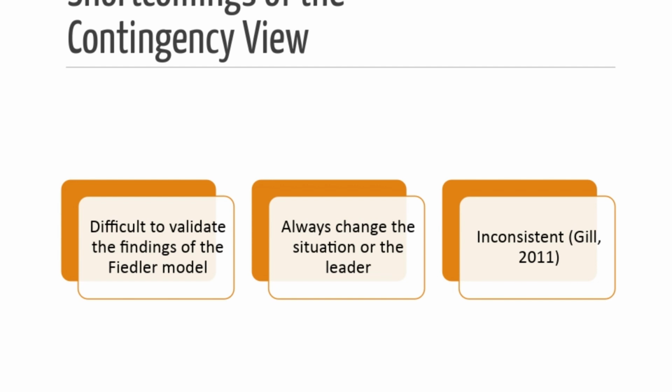Second, the contingency model assumes that situations and leader behaviors can be clearly defined and measured. But in reality, situations are often ambiguous and dynamic. This ambiguity limits the model's practical usefulness. Third, the approach tends to focus heavily on external factors while underemphasizing the leader's personal traits, values, and emotional intelligence, which also play crucial roles in leadership effectiveness.